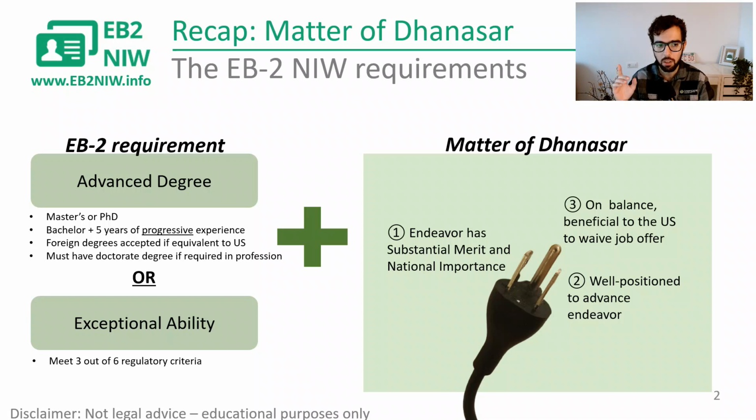And I have a separate video that I'll leave a link here where you can see how you can qualify for exceptional ability. Once you have this left side fulfilled, then you still need, because you're asking for a national interest waiver, you have to fulfill the three prongs of the Matter of Dhanasar. I have a separate video talking about it, so you can go there and listen to that. Today I want to focus on the process from the point of view of having a lawyer or not.